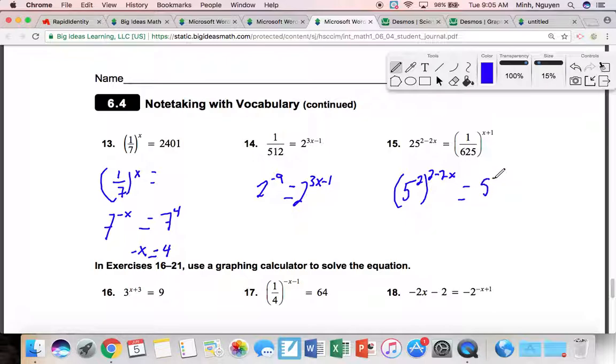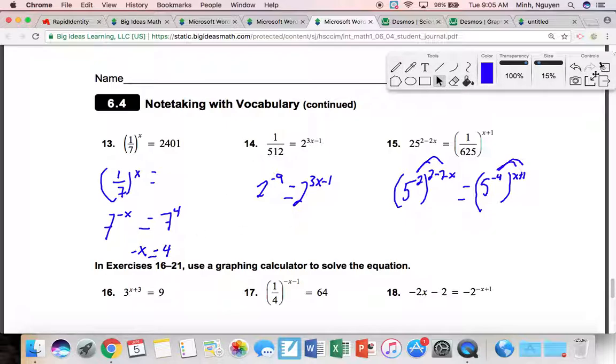5 to the negative 4 times, or to the x plus 1. Again, you just have to distribute this. Wow, these are, I would say 13 through 15 are pretty tough. If you can ace those, like, you really, really understand it. And good for you if you do.